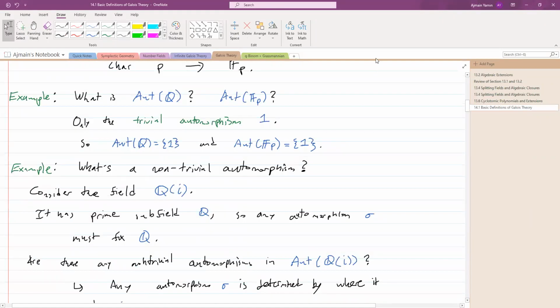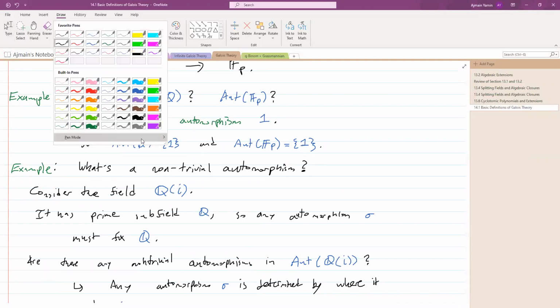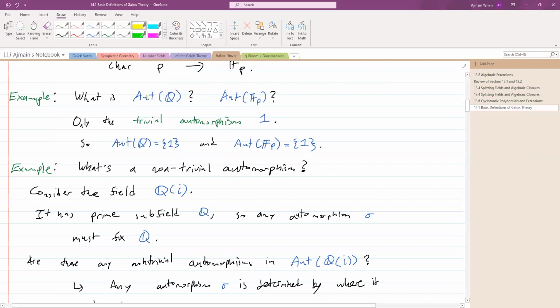Okay. So yeah, examples of these things, examples of automorphism groups. Automorphisms of Q. Well, Q is its own prime subfield. So the only automorphism is the one that fixes Q, which is the trivial automorphism. Likewise, the automorphism group of F_p is the trivial group, 1.